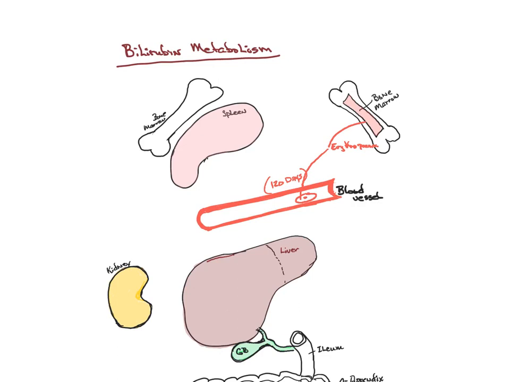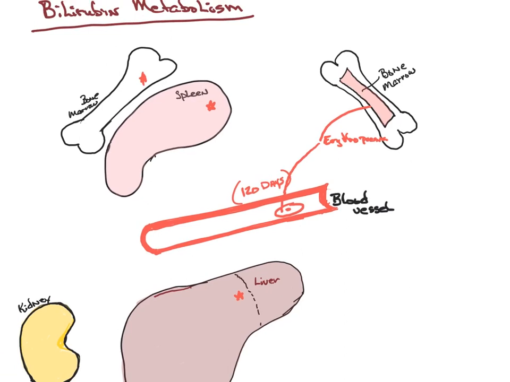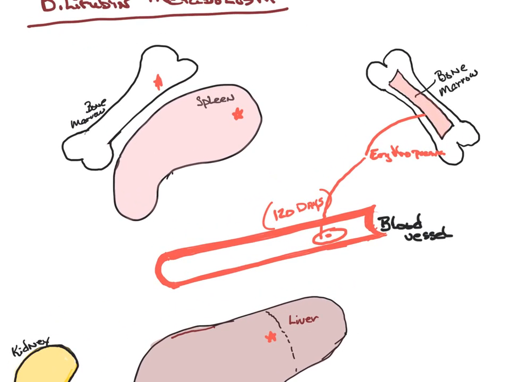Well, when the red blood cells die, they are disposed of in three areas: primarily the spleen, also the bone marrow, and then the liver. Those are the areas which dispose of red blood cells when they die. The spleen is the primary area, however. So these red blood cells die, and then they go to the spleen.